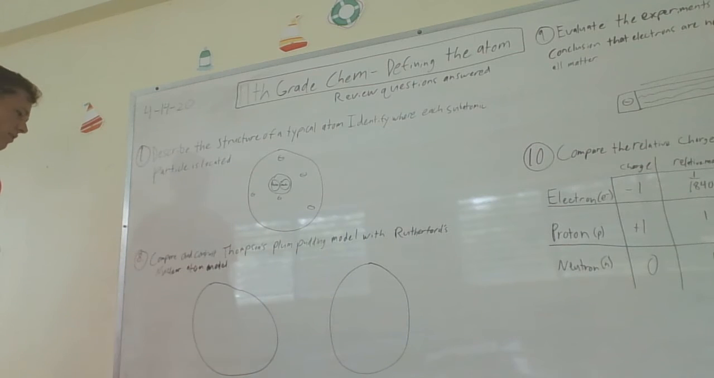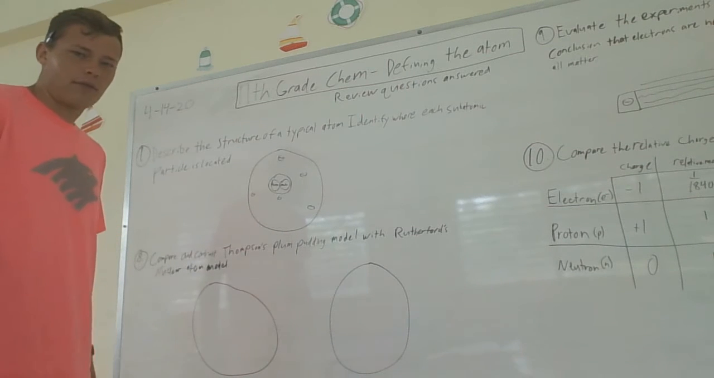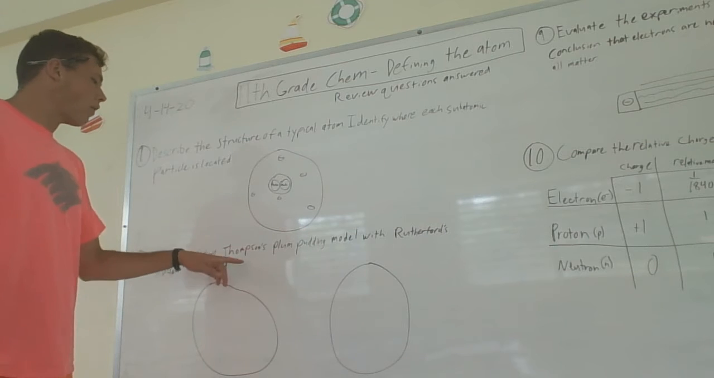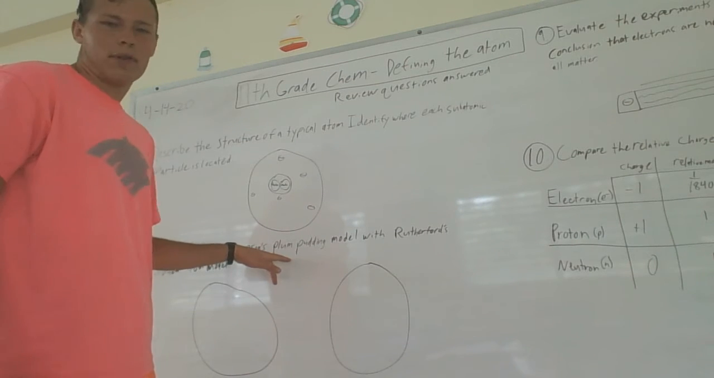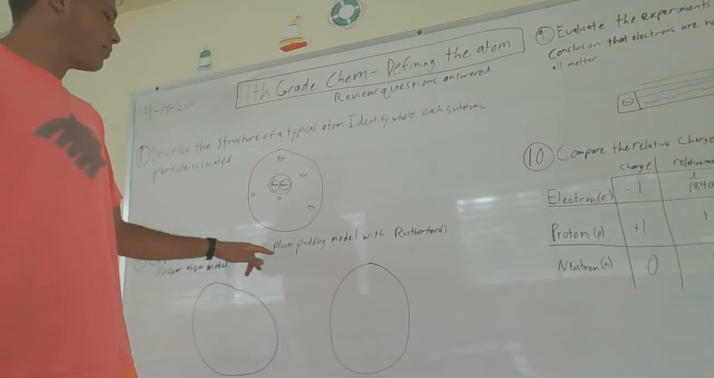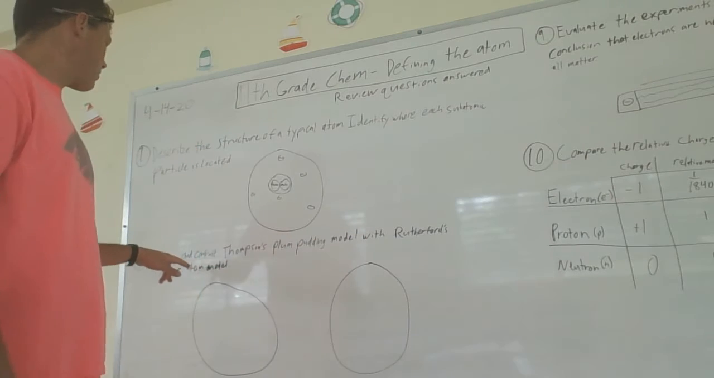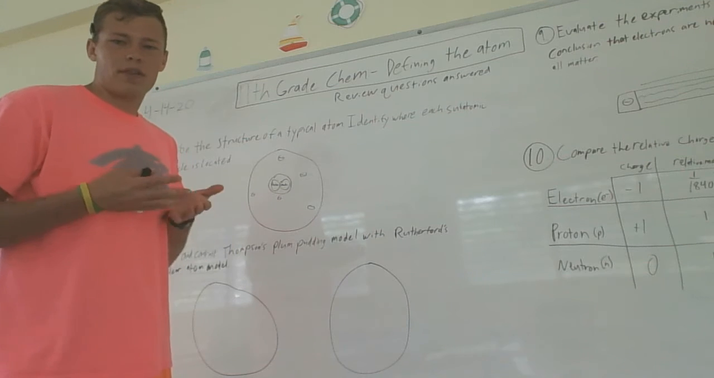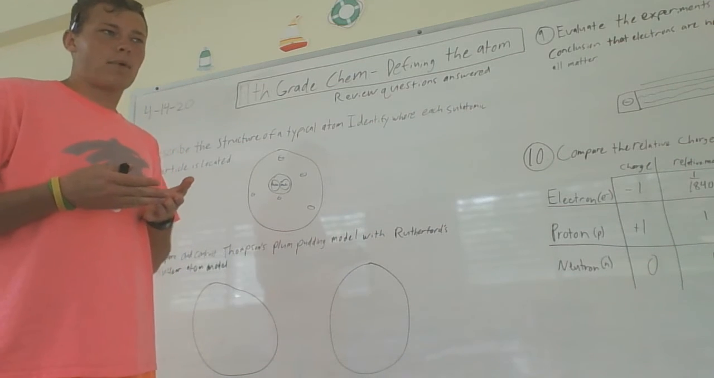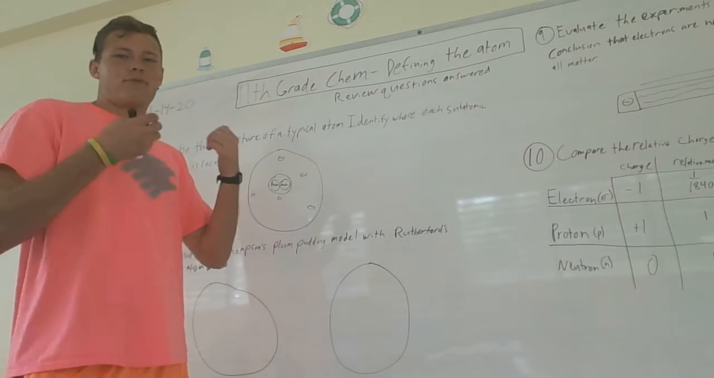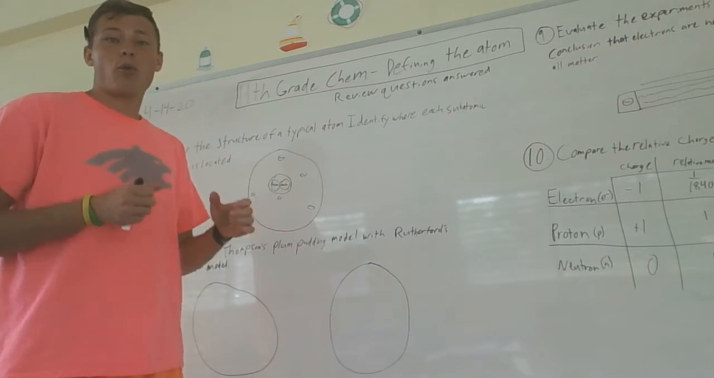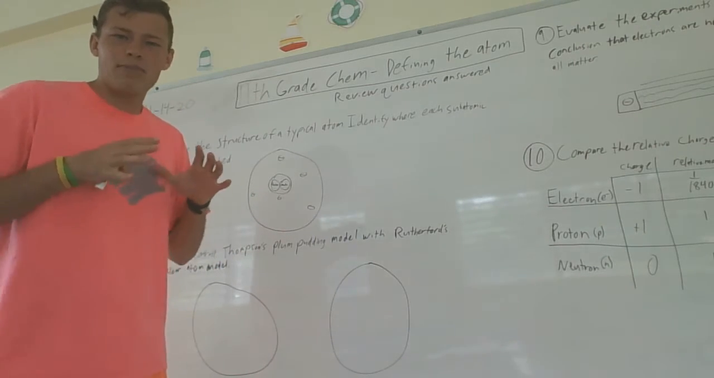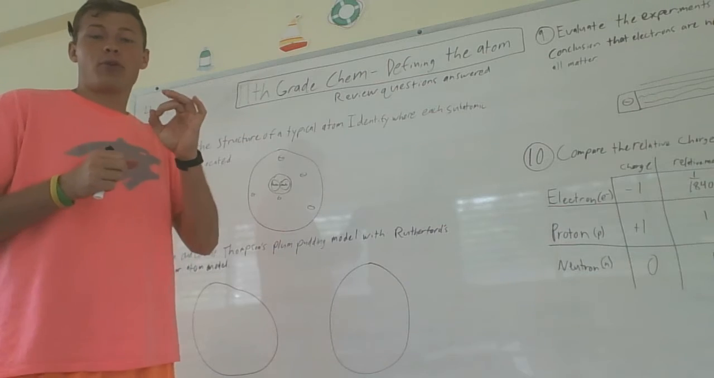Okay? Our next question. Sorry, I'm walking off the screen. Compare and contrast Thomson's plum pudding model with Rutherford's nuclear atom model. Remember, that was like Tembleque? So what were the big differences? Do you guys remember? So I'll try to get you refreshed. The plum pudding model was only electrons, only negative particles, and he didn't know about the nucleus.